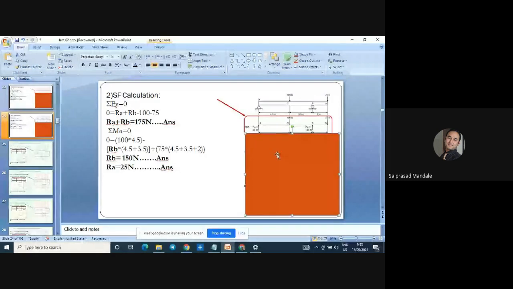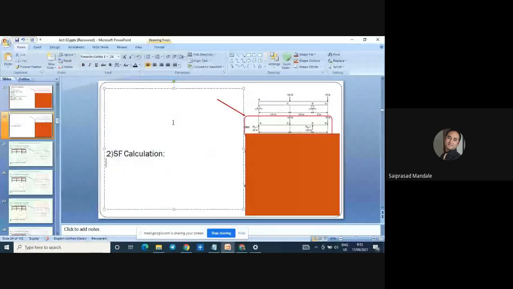Now step number 2. As usual, SF left to the A, SF right to the A. How many points are there? C, D and B. C and D. 1, 2, 3, 4.